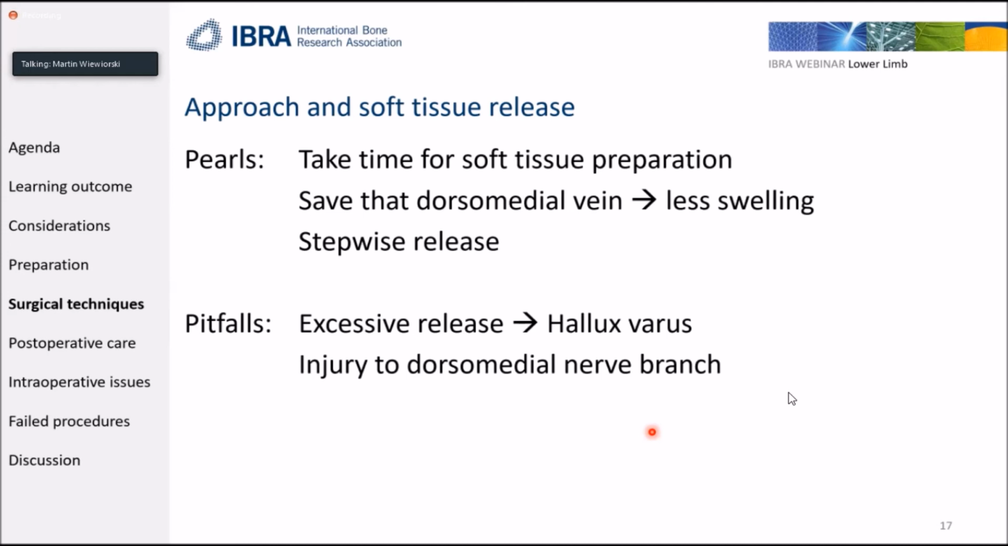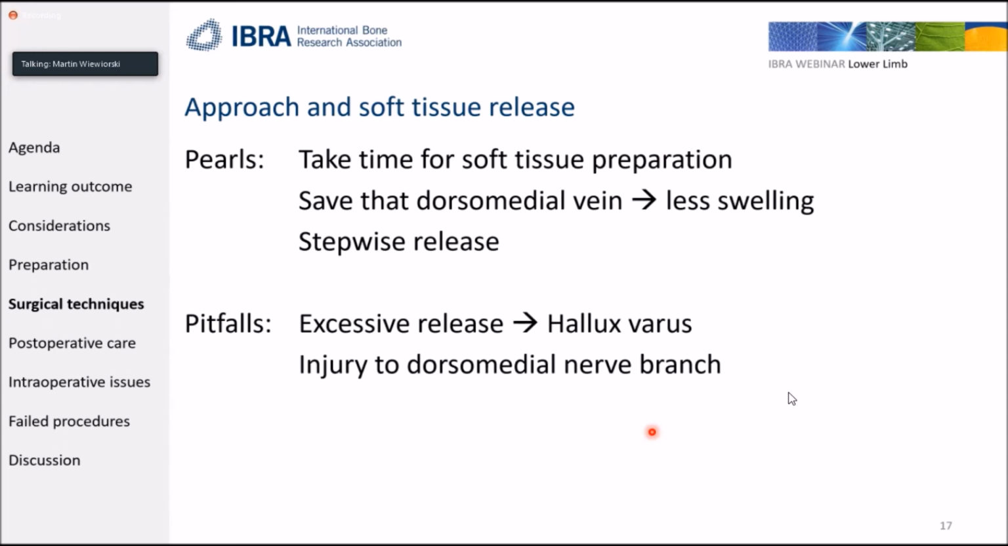I find the patients have less swelling if you do enough hemostasis. If you open the tourniquet after your procedure and do sufficient hemostasis, then you will have less swelling, less bleeding, and the patients will go home quicker, and you will have less wound complications. And also, as I said, I prefer to do a stepwise release of the soft tissues. If you do excessive release, you can have a hallux valgus. We'll see a case later, and I think this is really a big problem to repair.